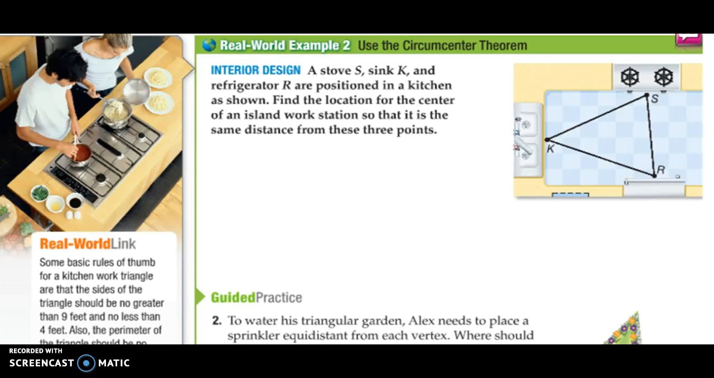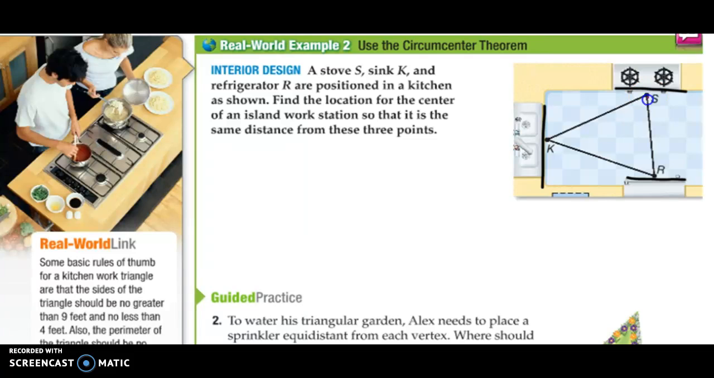So we have an example right here, example 2. It says a stove S, here's my stove, a sink K, here's my sink, and a refrigerator R are all located in a kitchen, just like it's shown. Find the location for the center of an island workstation so that it's the same distance from the 3 points. So what we're looking for, that workstation is going to be the circumcenter of our triangle.